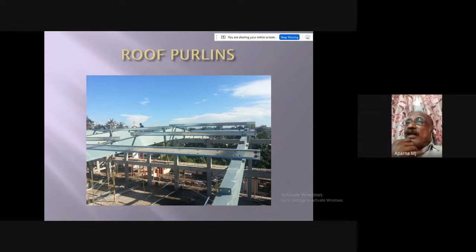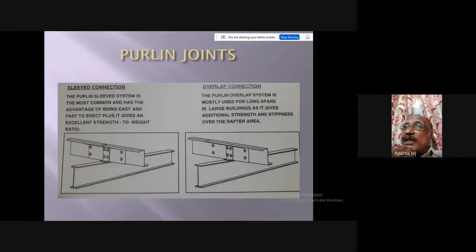So we will use the purlin. It will be connected to both the rafters. So both the rafters will be connected through the purlin. So it is stable now. Then we will start with the bracing bay. The next slide shows the purlin connection.